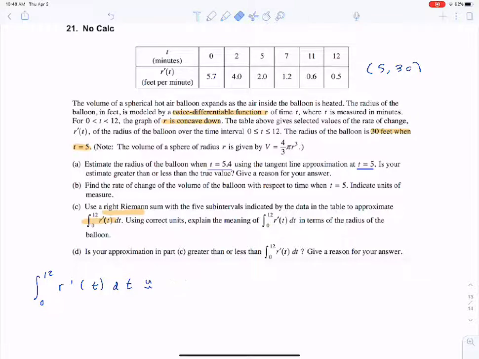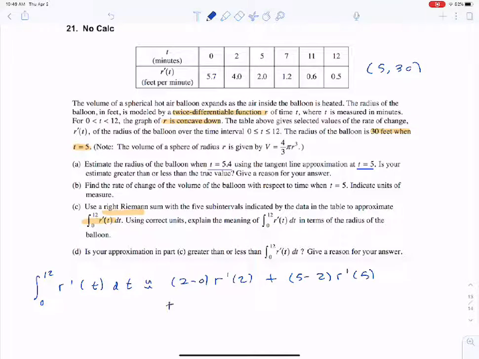Actually, I'm going to backtrack just a little bit more. You don't have to do this, I'm just doing this to make sure we're good. So the base is 2 minus 0, and we're going to be evaluating it at r prime of 2. Then to that, we're going to take the next base, which is 5 minus 2, and we're going to be evaluating that at r prime of 5.